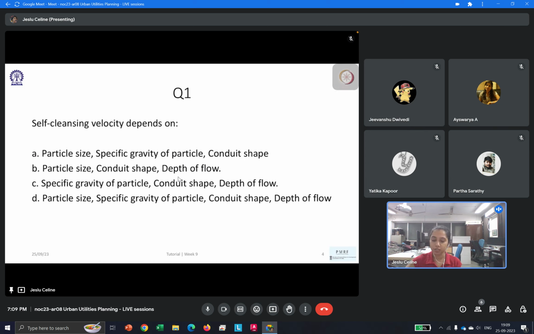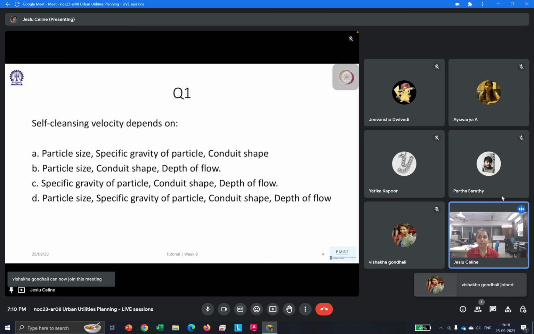The first question asks: self-cleansing velocity depends on A, particle size, gravity of the particle; B, particle size, conduit shape, depth of flow; C, specific gravity of particle, conduit shape, depth of flow; and D, particle size, specific gravity of particle, conduit shape, depth of flow. So there are multiple aspects which are given. Can somebody attempt this question?